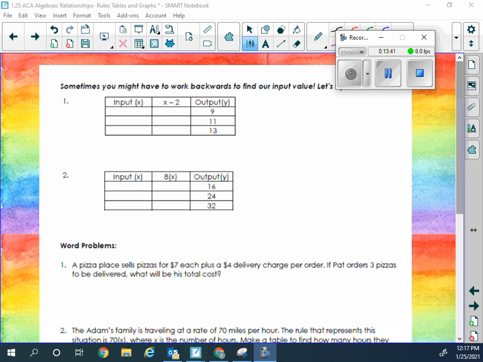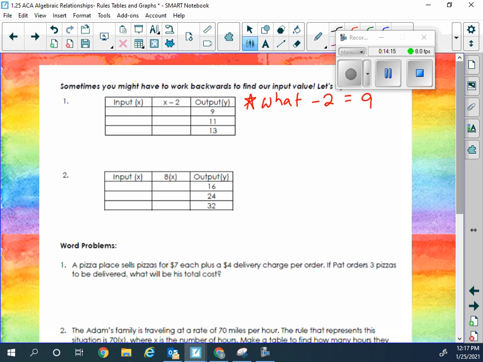Okay, so on the next page it says sometimes you might have to work backwards to find your input value. Meaning they gave you the y and now you're going to have to go back and find the x. So here is still our process. What should you be thinking? You should be thinking, what minus 2 gives me 9? Tell me, what minus 2 gives you 9?